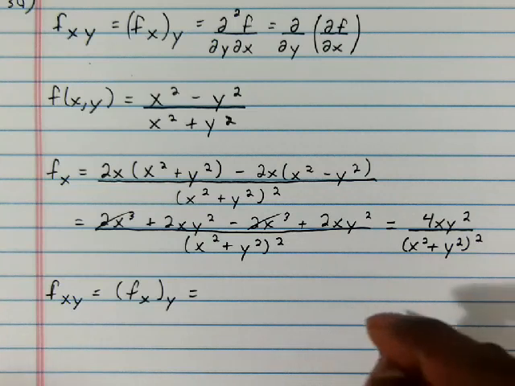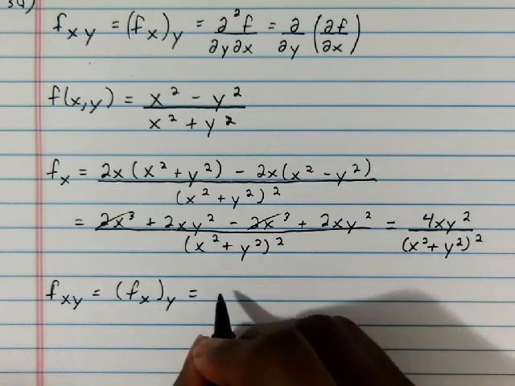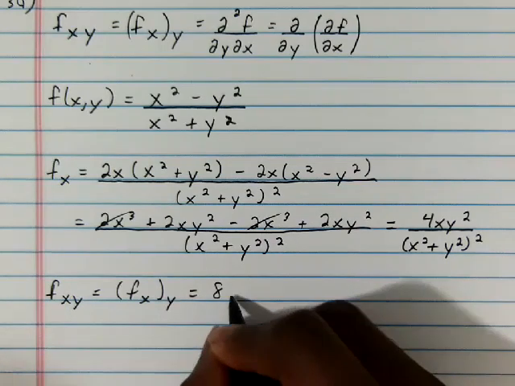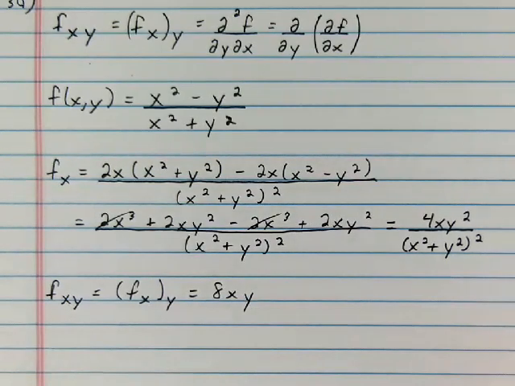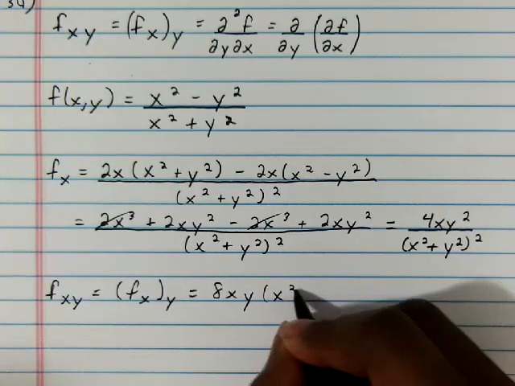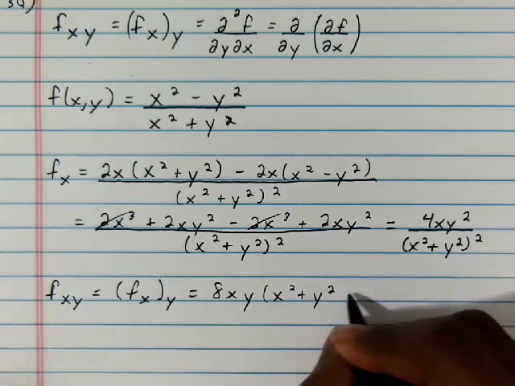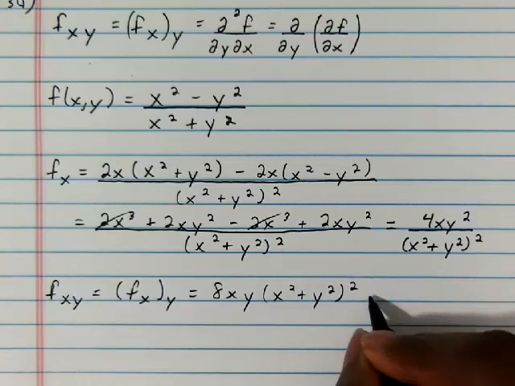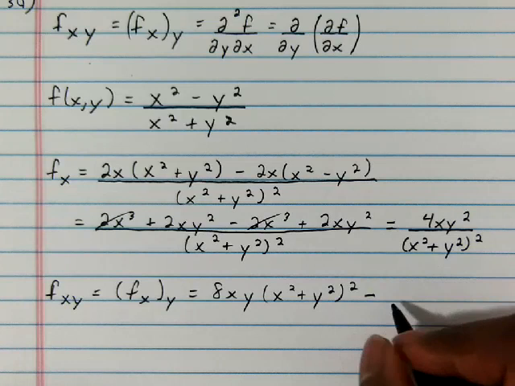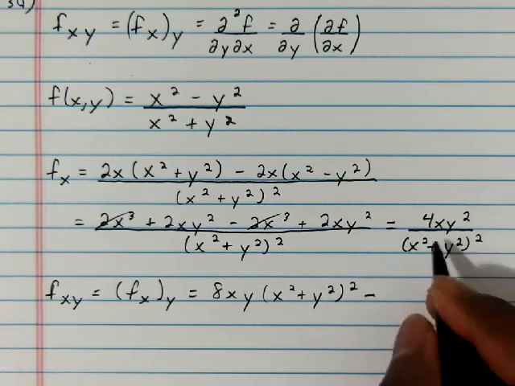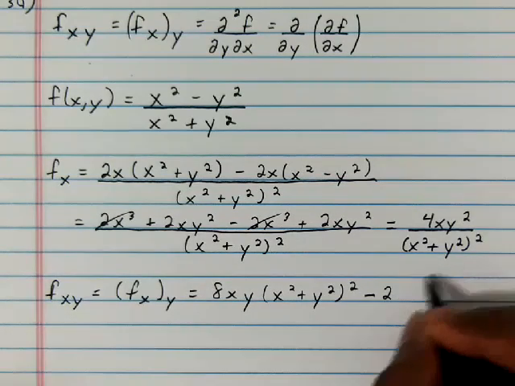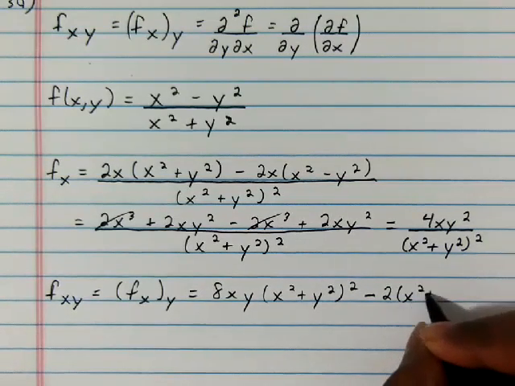We have to use the quotient rule. I mean, we don't have to use the quotient rule, but I'll use the quotient rule again. So we're going to get 8xy from the numerator, and then times the denominator stays the same, x squared plus y squared, and then minus, taking the derivative of the denominator. Remember, we're doing it with respect to y. So the 2 comes out, inside stays the same.